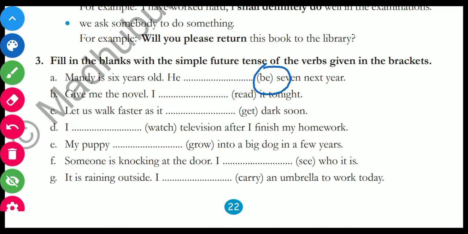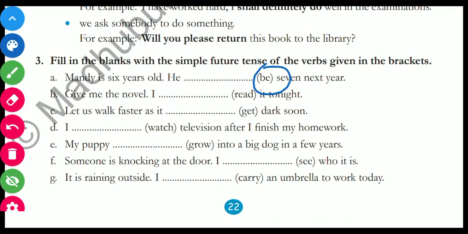Now, yeah, I forgot to tell you the rule of simple future tense. So yes, the rule of simple future tense is subject plus will or shall. You can either use will or shall plus first form of verb, that is verb with s or es.